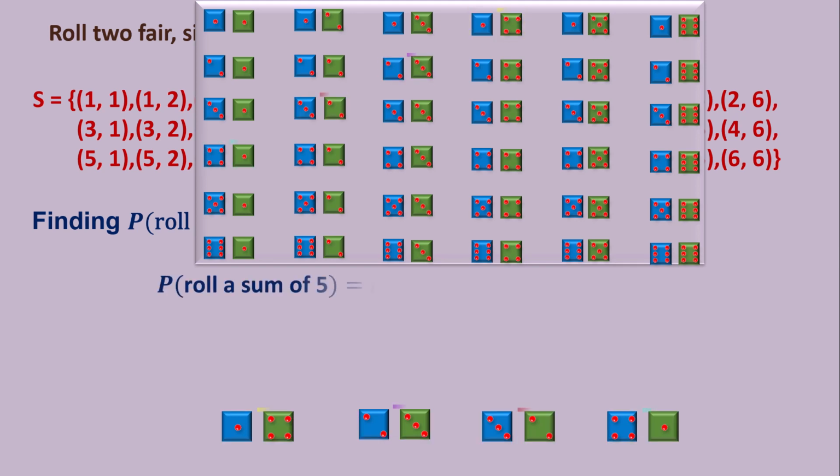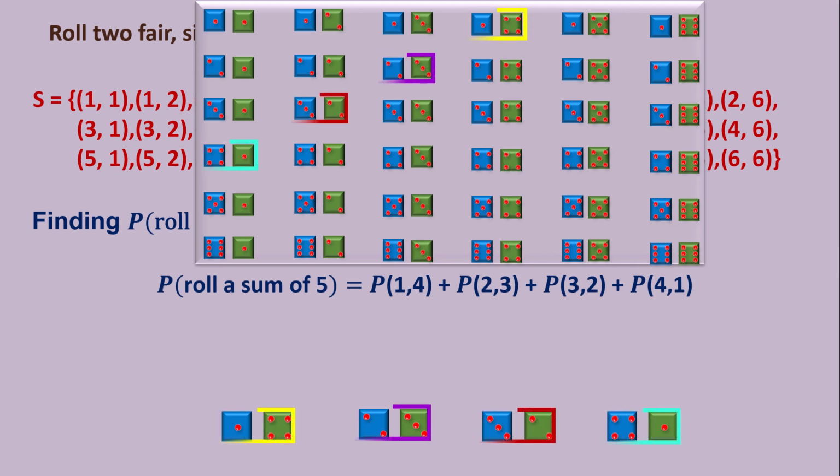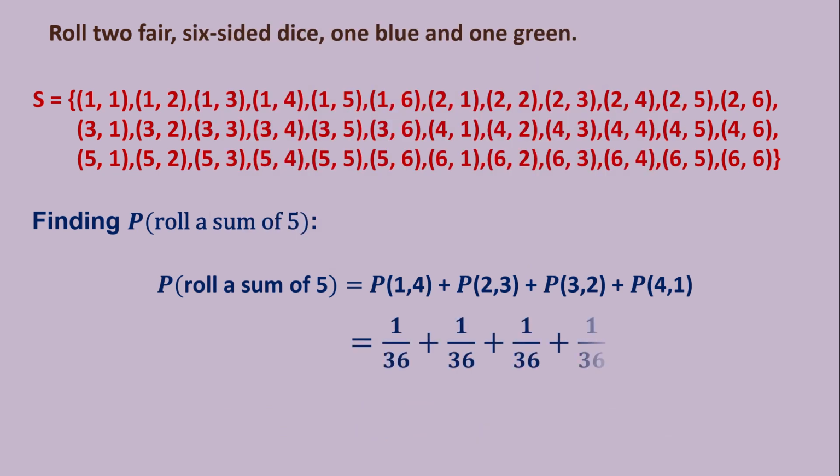So we can write the probability of the sum of 5 as the summation of each probability, right? What is the probability of (1, 4)? How many elements do we have with 1 and 4? Only 1, right? Blue is 1 and green is 4. We have only 1 element, therefore 1 over 36. Similarly, the rest of the elements have the same probabilities. So we add the probabilities of each. Then the answer is 1 over 9.